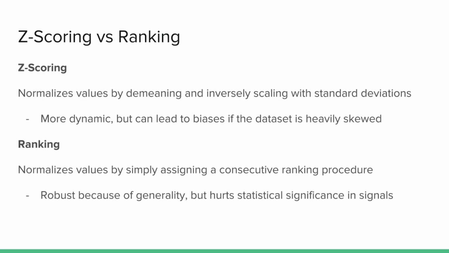And for the second one, ranking, that's much simpler. This normalizes all the values by assigning consecutive ranks. And we can assume it's much more robust because of the generality. But it could hurt statistical significance in signals because of the lack of consideration of the actual standard deviation of the factor itself.